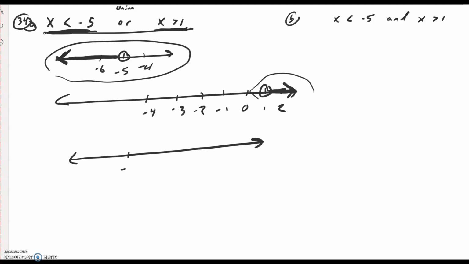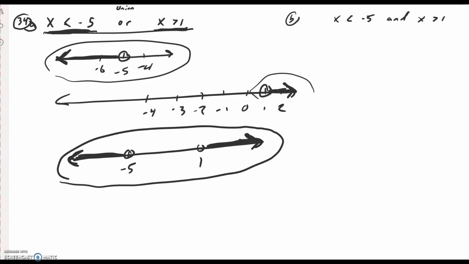So what that's going to look like is it's going to look like all the numbers smaller than -5 combined with all the numbers bigger than 1. And so here's a picture, one possible picture of the union or the OR statement between these two groups of numbers. Now if we try to put this in interval notation, this left-hand side would be going left forever, and it starts at -5, and it does not include -5, so we use the parentheses.